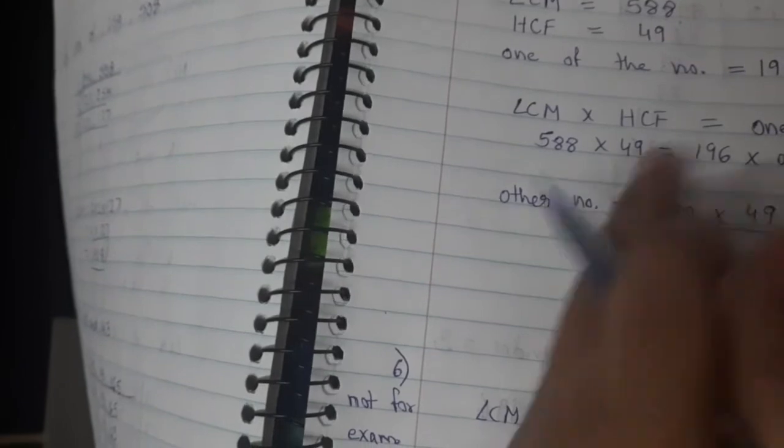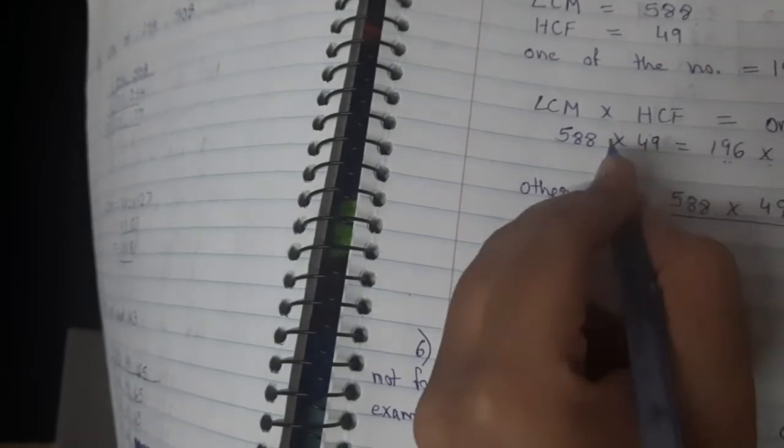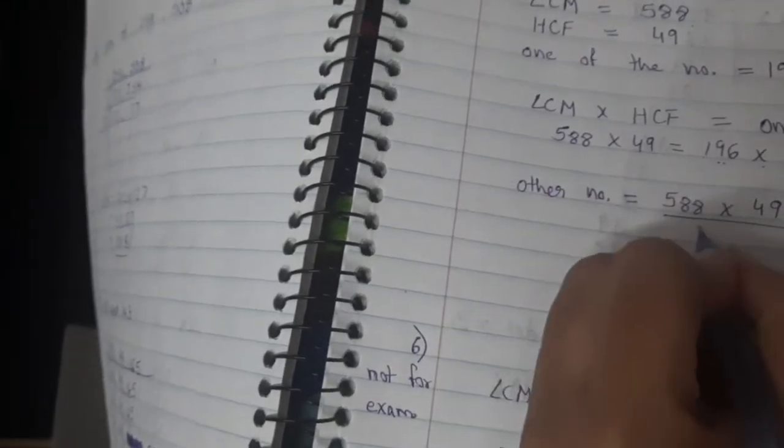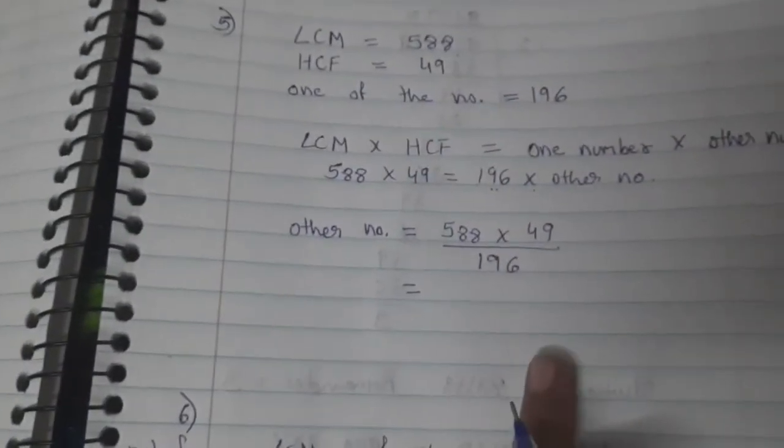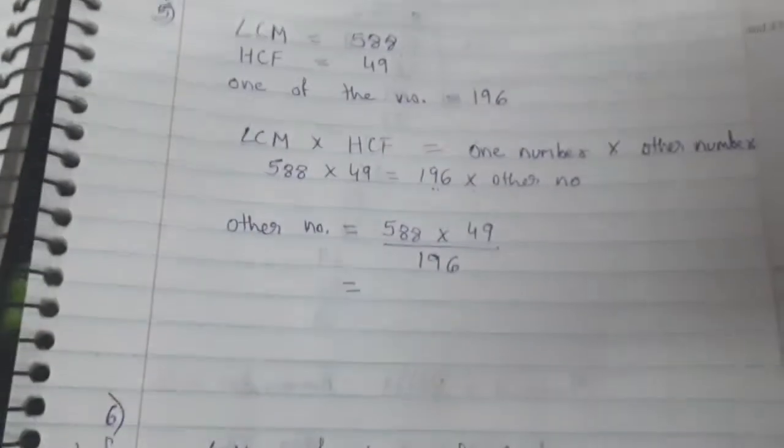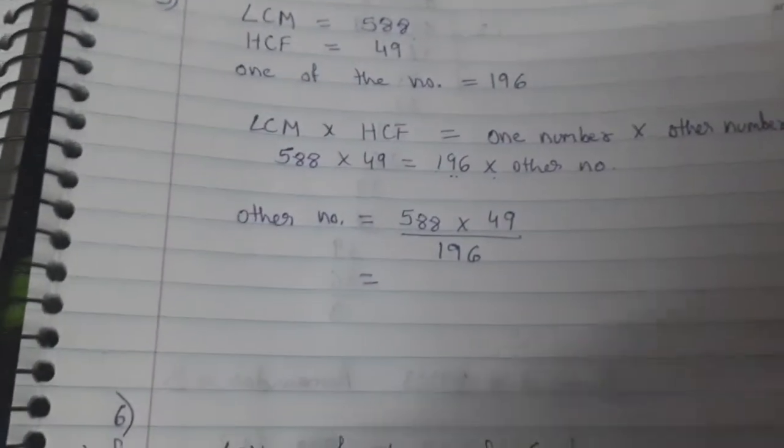So the other number is equal to 588 into 49 as it is, and 196 will go in the denominator, because if we send this number to the other side of the multiplication, it becomes division by 196. Now we will cancel the numbers to get the answer.